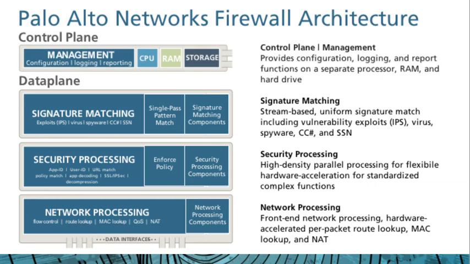On the higher-end hardware models, the control plane has its own dual-core processor, RAM, and hard drive. This processor is responsible for tasks such as management UI, logging, and route updates.